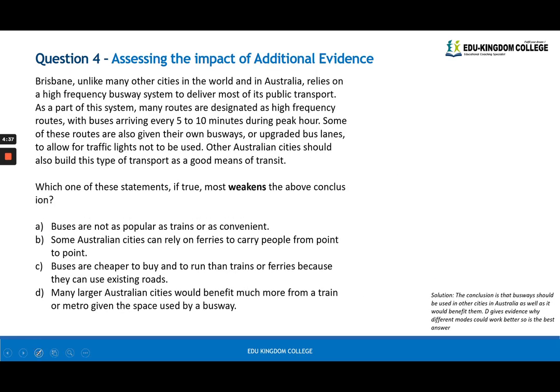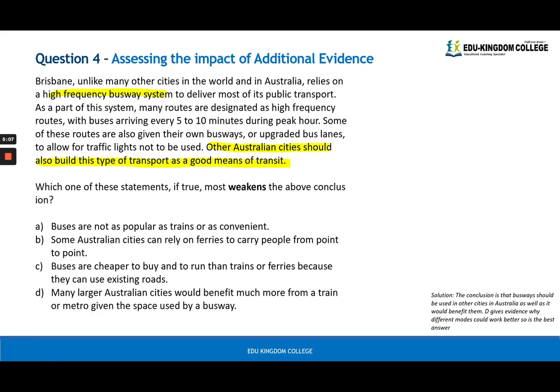Okay, next one. Which would weaken the conclusion? What is the conclusion? So we have that Brisbane has a high frequency busway system and other Australian cities should also build this type of transport as a good means of transit. So basically it's saying that this busway system, the high frequency busway system, should be used in other Australian cities too because it worked for Brisbane.